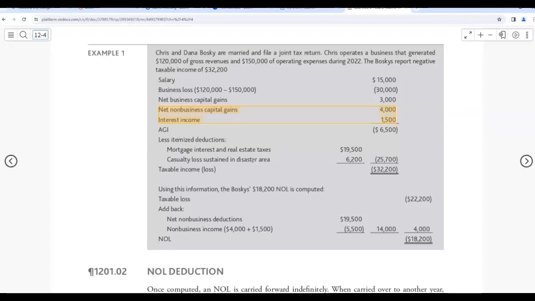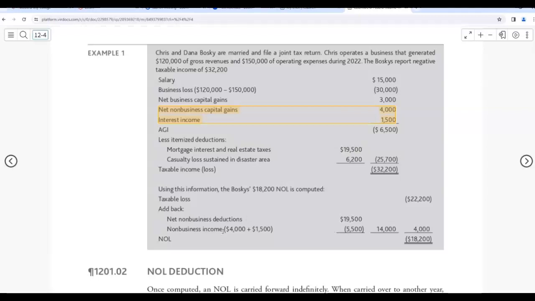Don't worry about casualty loss from disaster area. That is not in this calculation whatsoever, so just ignore it. That happens just once in a while for a specific place that the federal government is declaring as a disaster area. So forget about that. So either you use, let's say, standard deduction or itemized deduction. If it's itemized deduction, use it here, add it back. If it's standard deduction, then add it back.